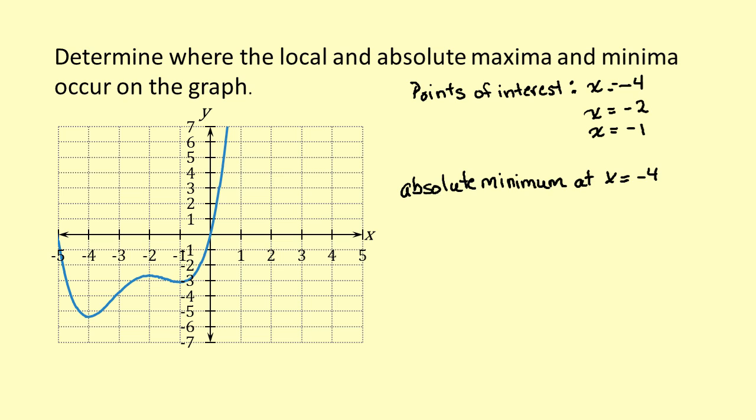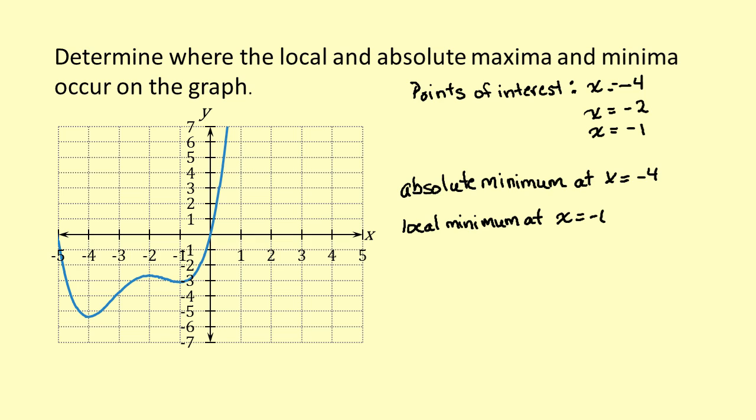The second low point at x equals negative 1 has an approximate y value of negative 3. Since we already found the absolute minimum, this is not the lowest point on the graph. However, it certainly is below the high point at x equals negative 2. So we can say that there is a local minimum at x equals negative 1.